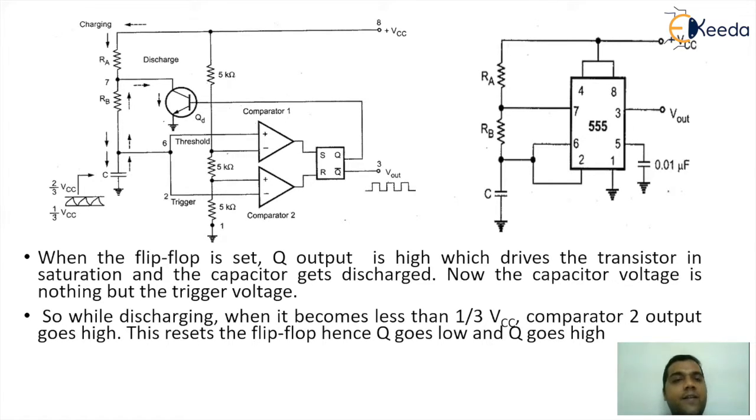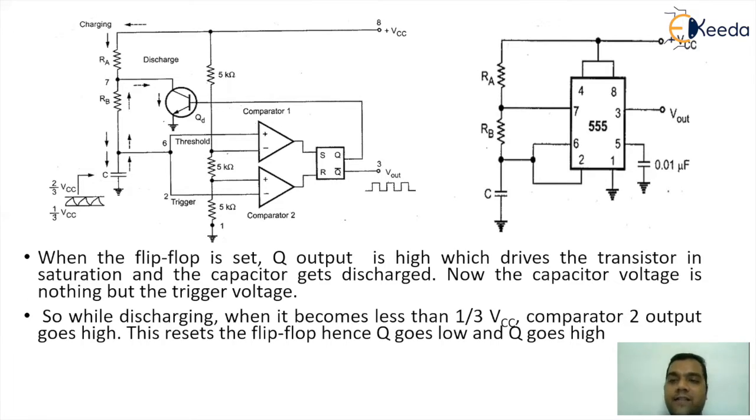This is the basic circuit diagram of IC 555 as an astable multivibrator. It is slightly different from the previous diagram of the monostable multivibrator, where we used to have an external trigger input at pin number 2. Here, if you observe carefully, pin number 2 is connected to the capacitor C. Pin number 6 is also connected to the capacitor C.